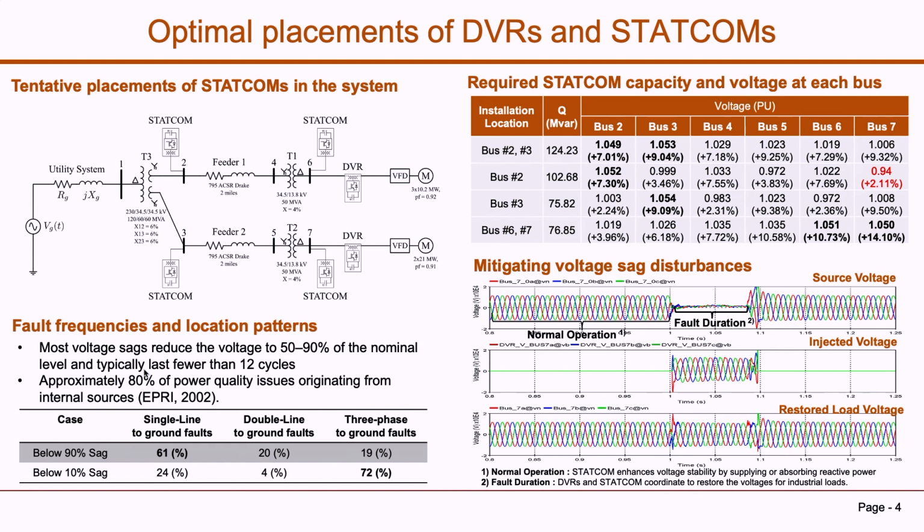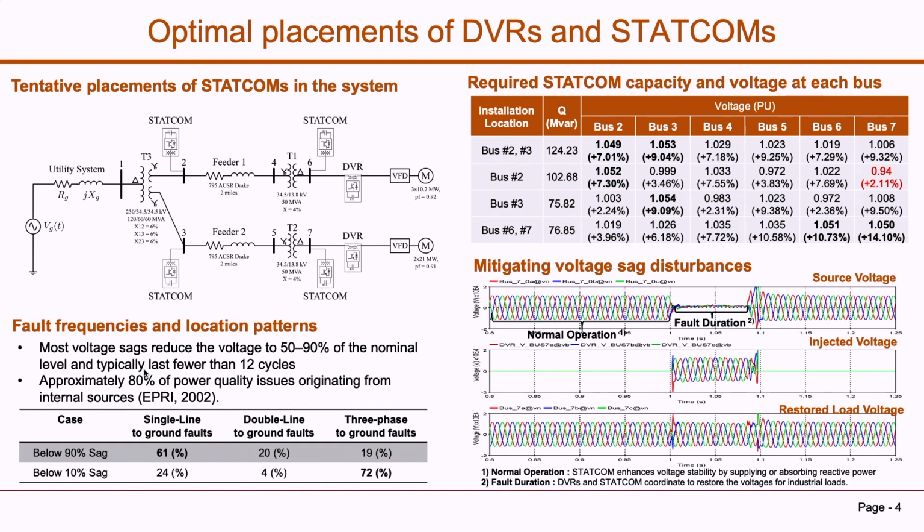Now let's move on to the table on the right. There is our result for the simulation. For example, if we install the STATCOM at bus 6 and bus 7, we only need 76.85 MVAr, and the voltage at buses 6 and 7 is increased by 10% and 40% respectively.